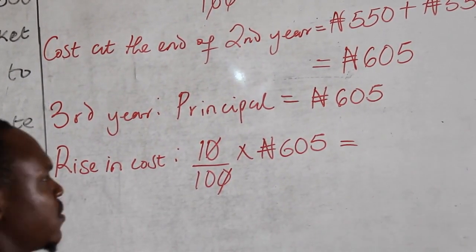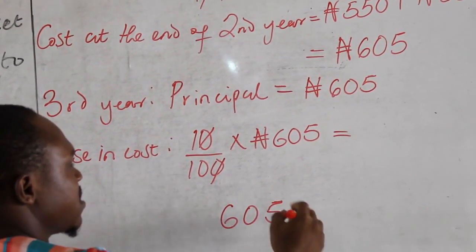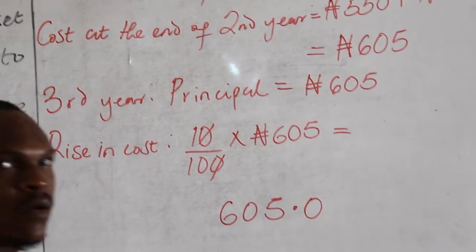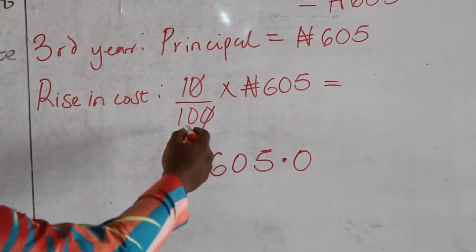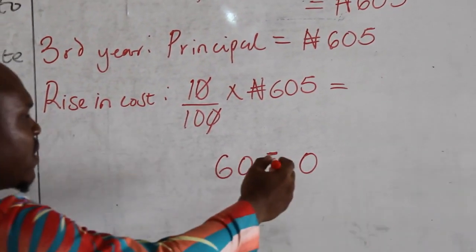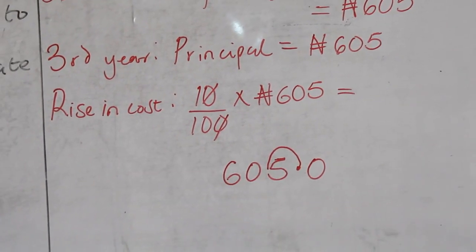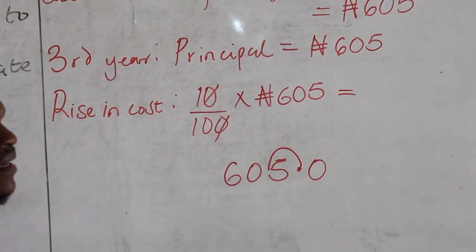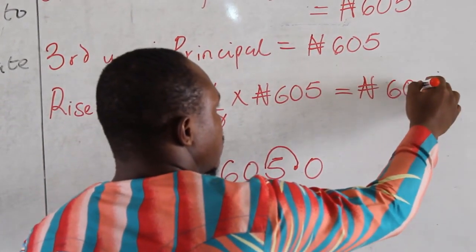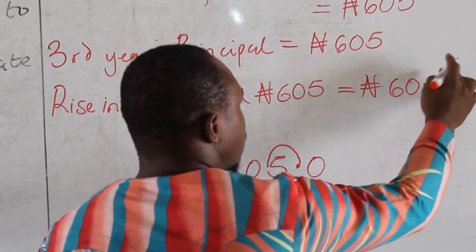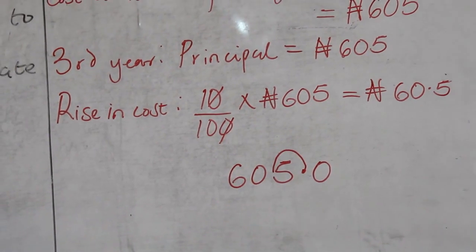With our knowledge of decimals, we find out that 605 naira is something like 605.0, which means that our decimal point for 605 naira is at this point. Because we are dividing by 10, we're going to be moving our decimal point a step backward. So automatically 605 naira divided by 10 becomes 60 naira 50 kobo, or 60.5. Okay? I'll quickly erase this.